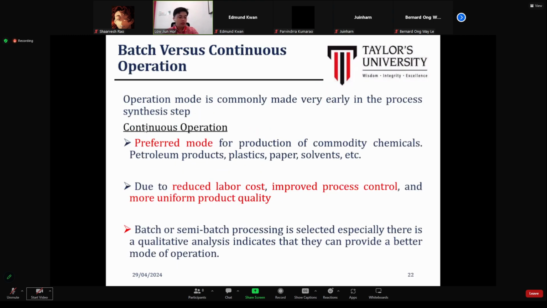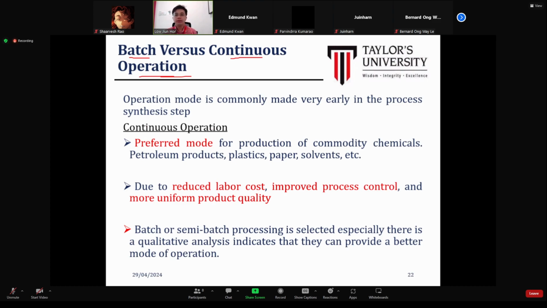So now, just now we already created a process under the process creation step. Under this step, we also need to decide the operation mode that we are going to use in our chemical plant design. Operation mode means, for example, batch operation or continuous operation.